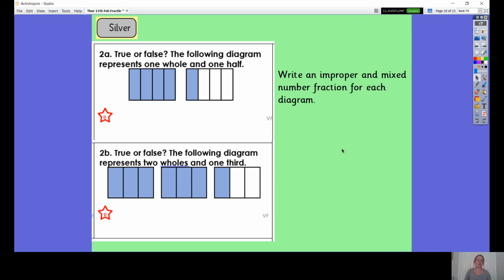And then the bottom one the same. The following diagram represents 2 wholes and 1/3. So tell me if it's true or false and prove it. If you think it's true, great, tell me why. And if you think it's false, maybe show me with a diagram what it should look like.